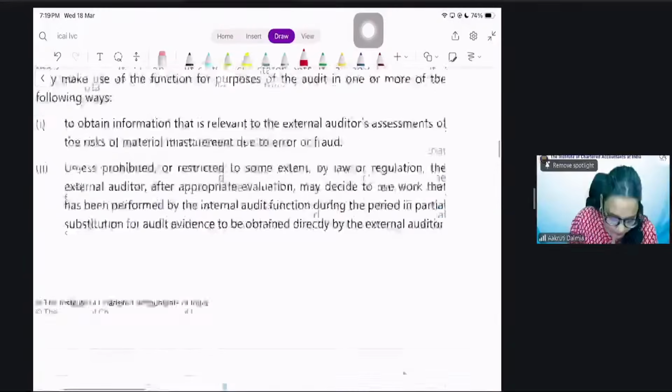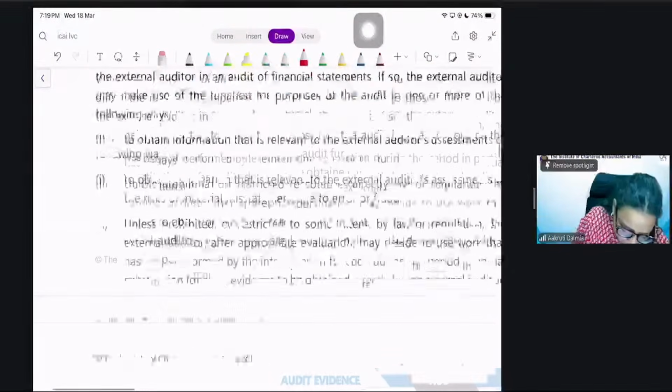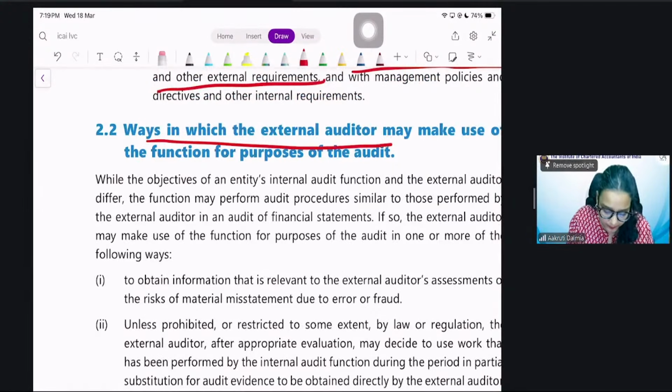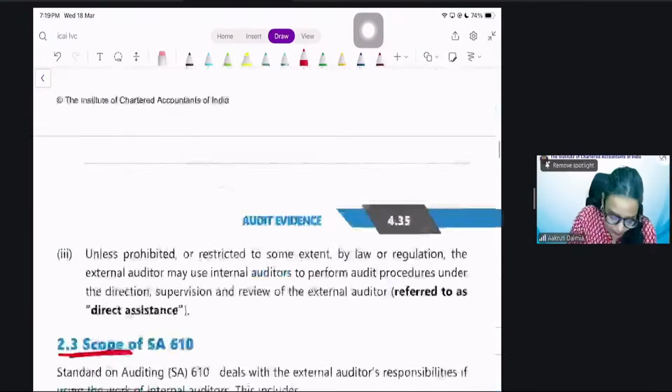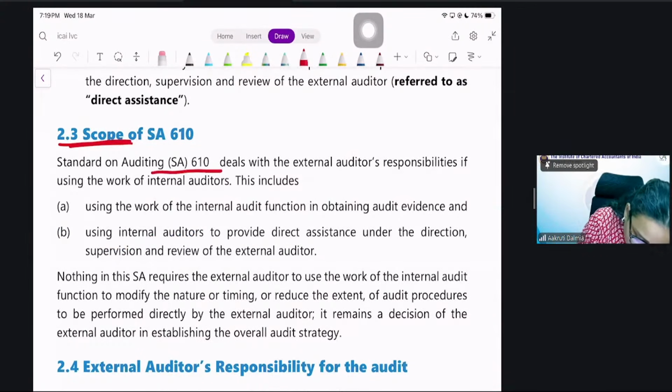Okay, good. Now come to the scope and the ways in which an external auditor may use it. If I teach you scope, you'll automatically understand the previous one. So what is the scope of SA 610?